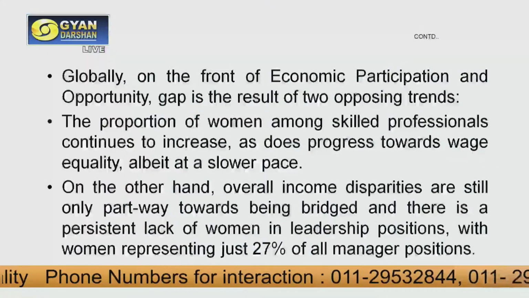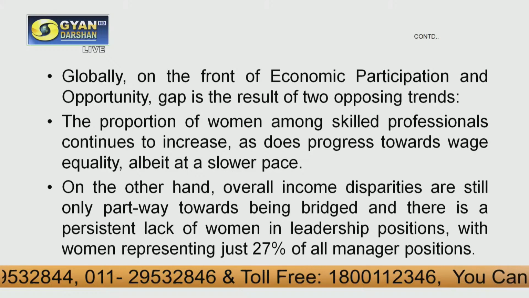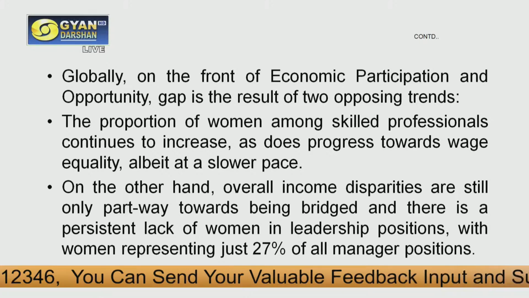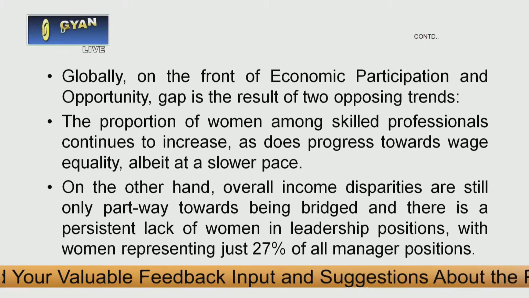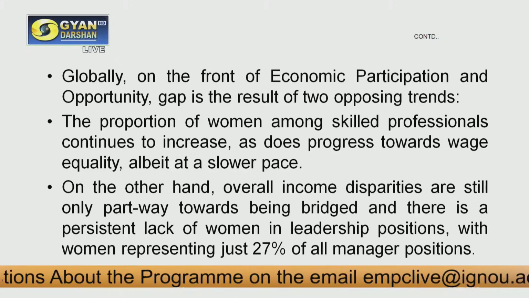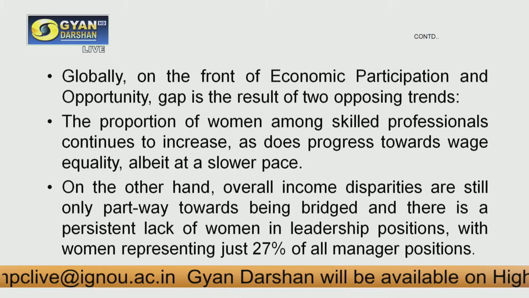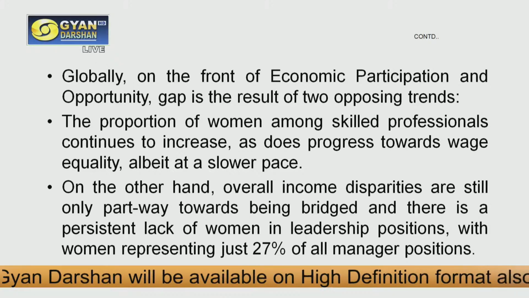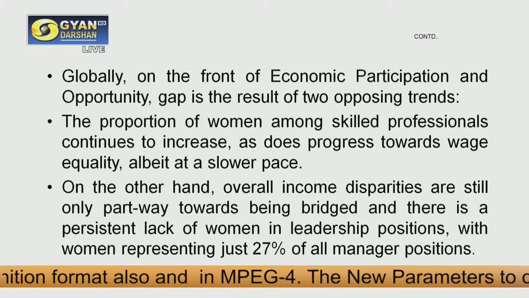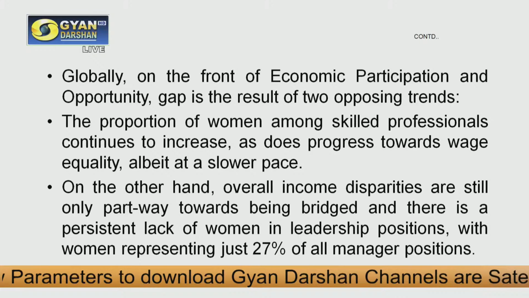Next, if you look globally at economic participation and opportunity, the gap is the result of two opposing trends. If you look at girls' representation in schools and higher education, certainly we have increased it. The existing data clearly points out that we have increased the girls' proportion in schools and higher education. But still, we need to go a long way, and there is an increasing number of skilled women professionals, but it is at a very slow pace.